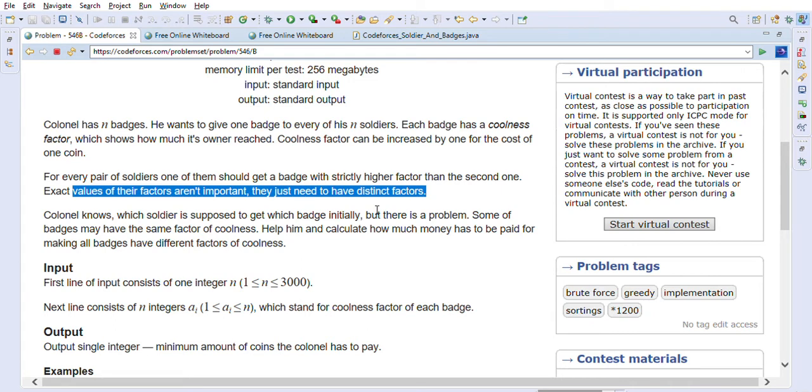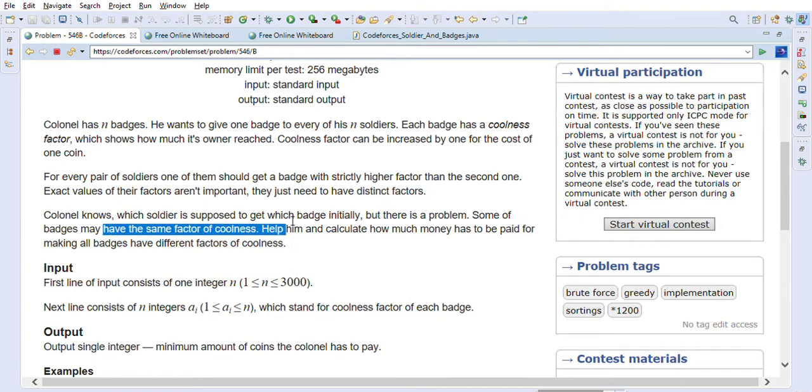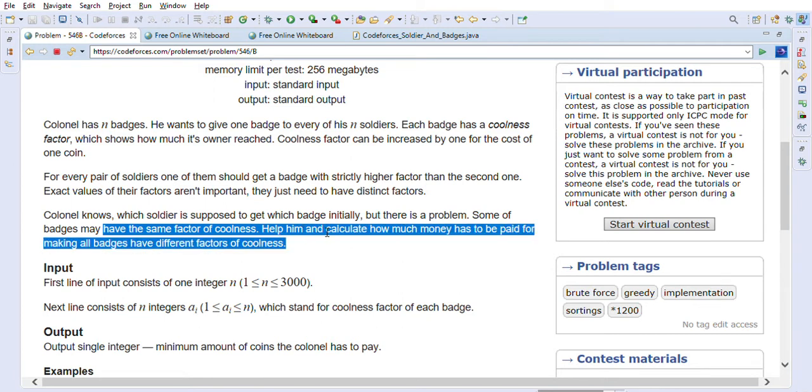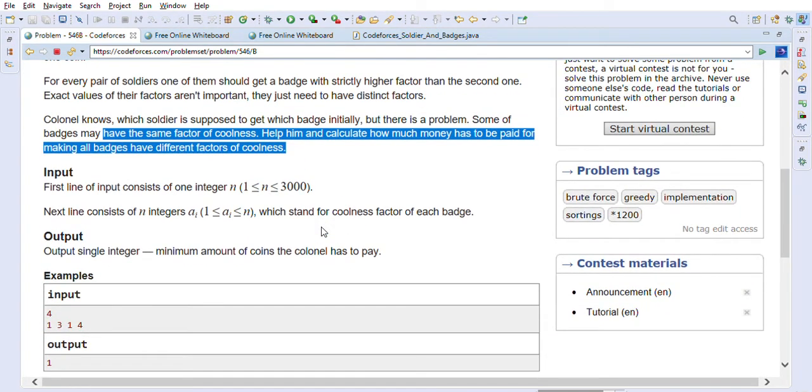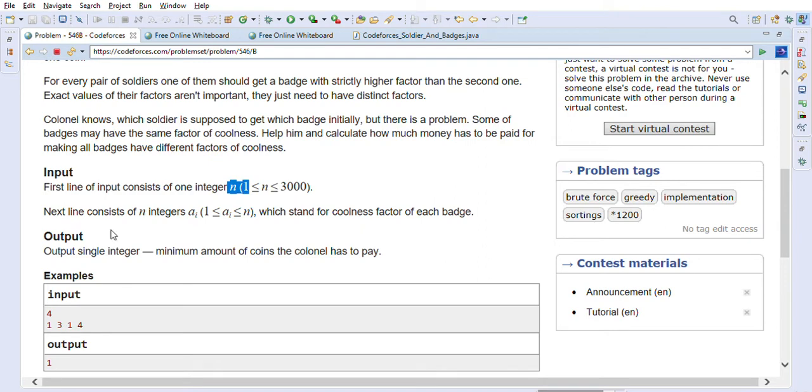So basically there are n soldiers, and all the n soldiers should get badges with distinct coolness factors, right? So they cannot have the same coolness factor badge. The colonel knows which soldier is supposed to get which badge initially, but there is a problem. Some of the badges may have the same factor of coolness. Help him to calculate how much money has to be paid for making all badges have different factors of coolness. So there is n given to us, which is the number of soldiers and badges, right? The next line contains n integers which are the coolness factors for each badge.